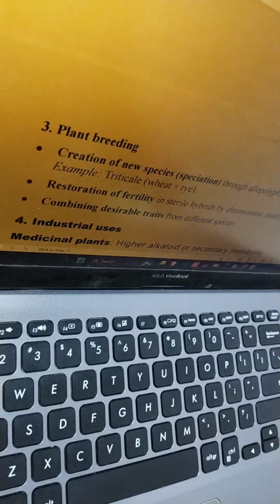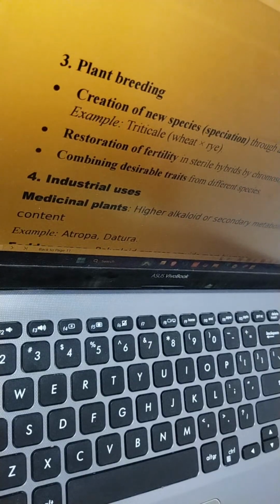Then plant breeding: creation of new species through allopolyploidy, as in triticale, and restoring fertility. Sterile hybrids become fertile by chromosome doubling. Combining desirable traits.